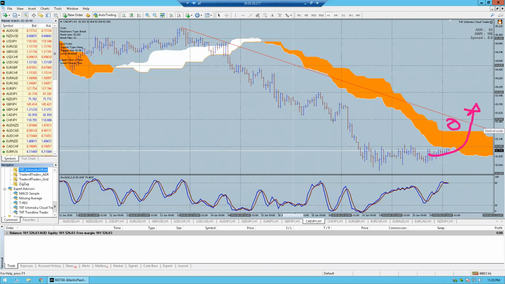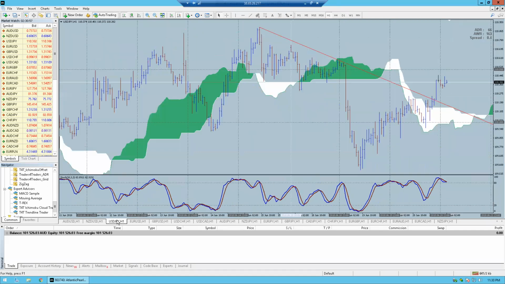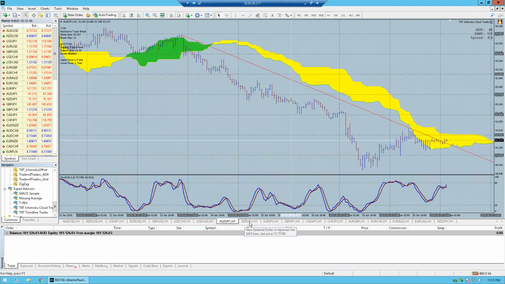I don't have to sit in front of the screens for any longer than what I've already done, which is a couple of minutes, and I can now go about my day. That's the best way to use the Ichimoku Cloud. Let it work for you. You don't have to spend a lot of time in front of the screens. If you can see what's happening in dollar yen, then you can put these strategies in play on the yen crosses.